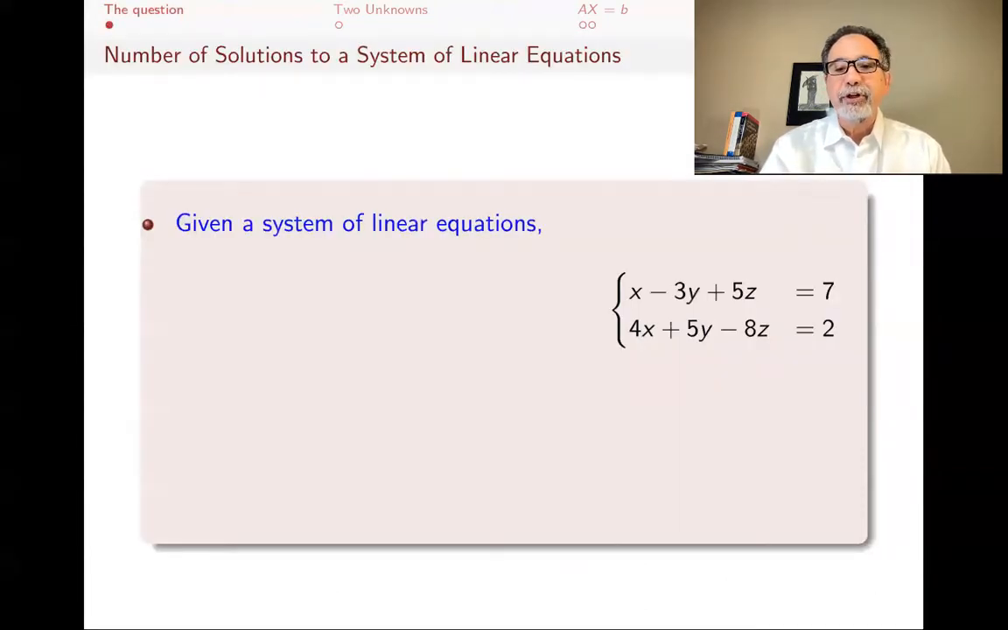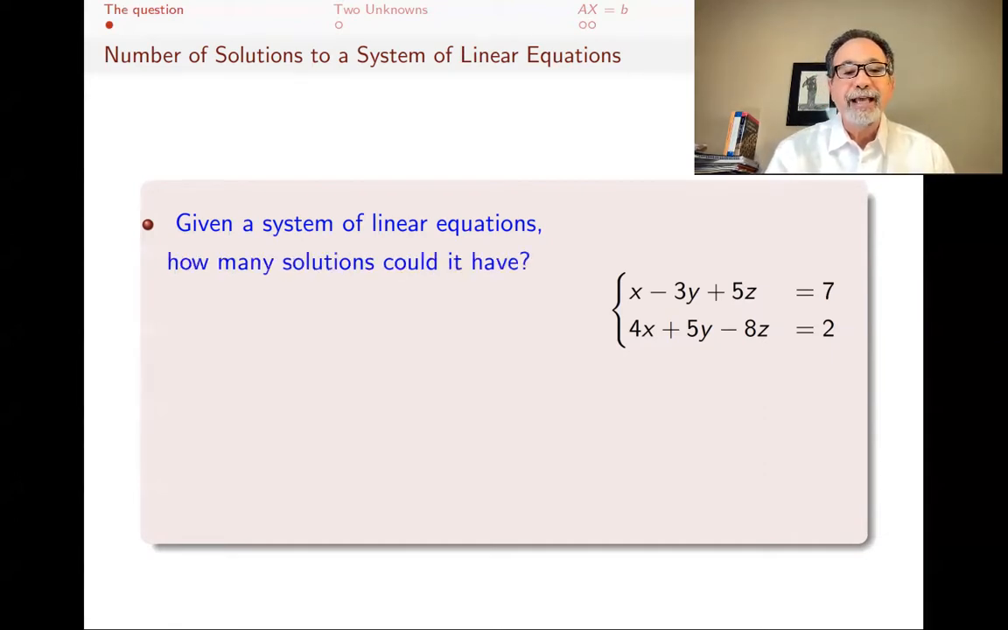Given a system of linear equations, for example, like the one I have here, x minus 3y plus 5z equals 7, and 4x plus 5y minus 8z equals 2. This is a system of equations. There are three unknowns and two equations, and usually we like to solve them. Instead of solving them, my question is, how many solutions could it have? So theoretically, before we get started, is there any limit to how many solutions such a system has?